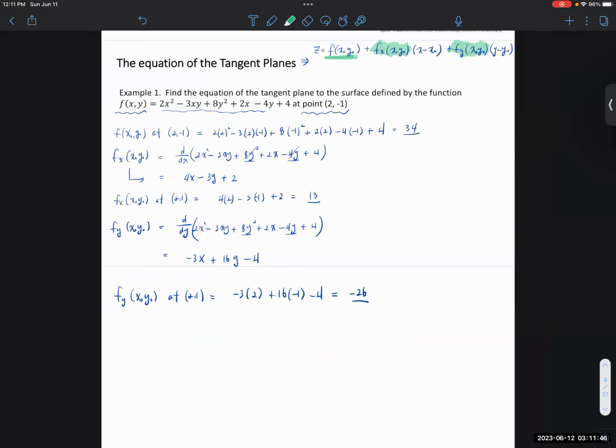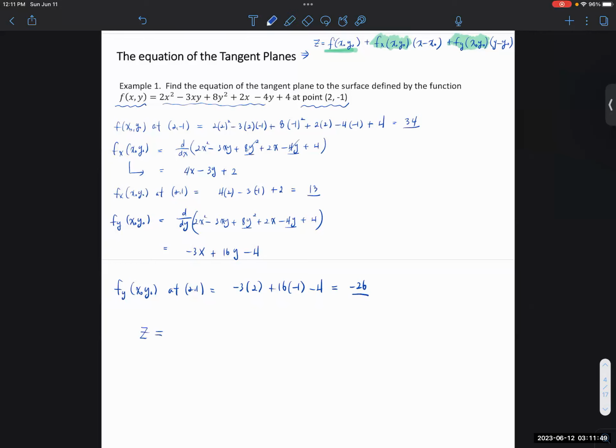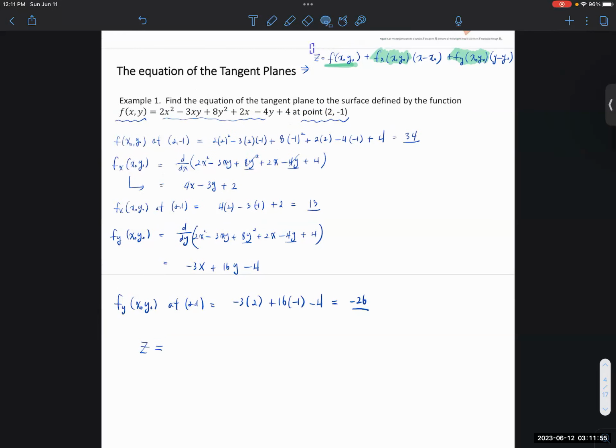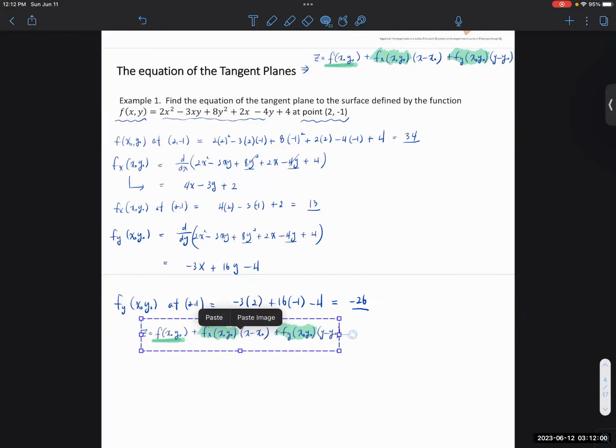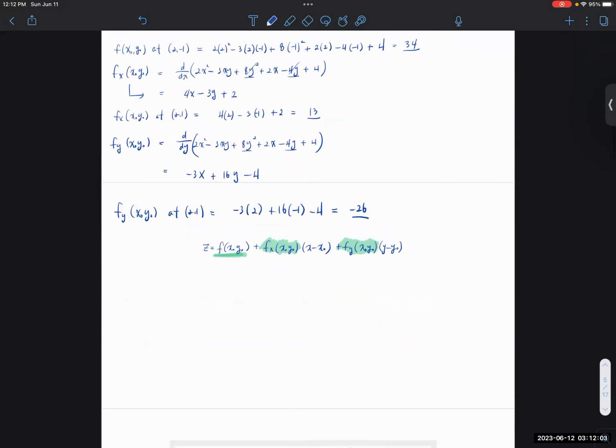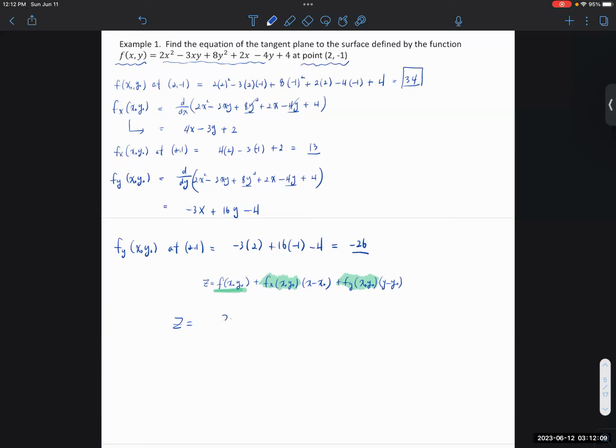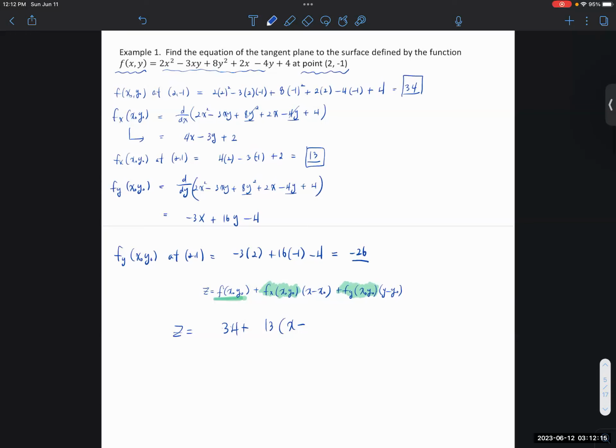So therefore, we are looking for the equation of the tangent plane. That would be 34. So let me just copy this one more time, and paste here. So we have all the information, isn't it? So z equals f of x0, y0, this is 34, plus 13 times x minus x0, which is 2, and then the y partial, -26, times y minus y0, which is -1, because that's your y0.